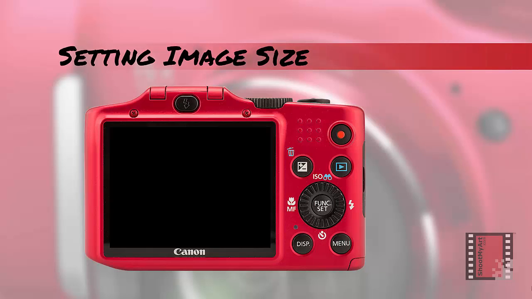Now let's look at how to set the image size on your camera to be sure you're getting the largest images with the highest resolution. This is the back of a typical Canon point-and-shoot camera. Most camera models have settings similar to what I'll demonstrate, although the menus and location of the settings may be different. You'll need to refer to the user manual for the specific steps with your camera.